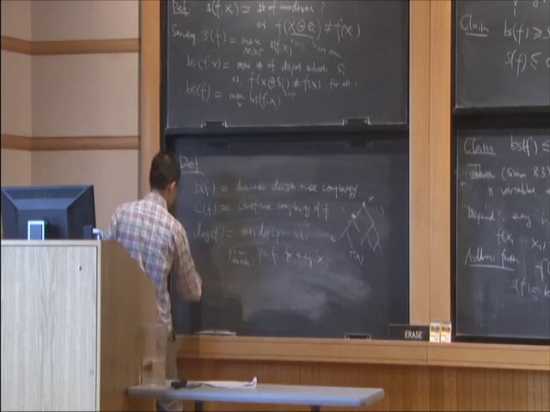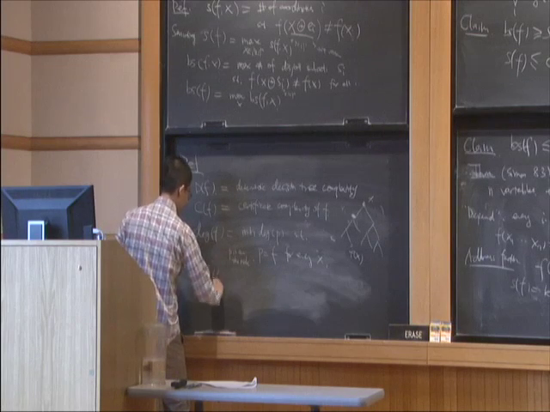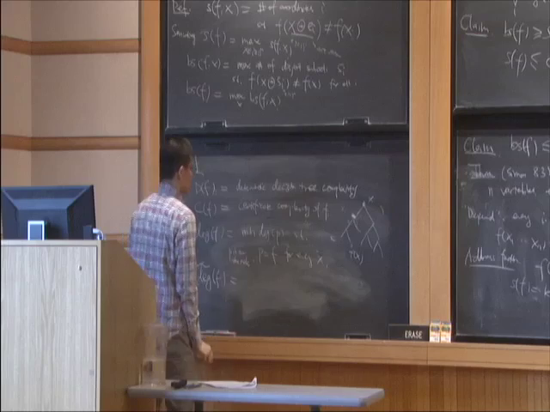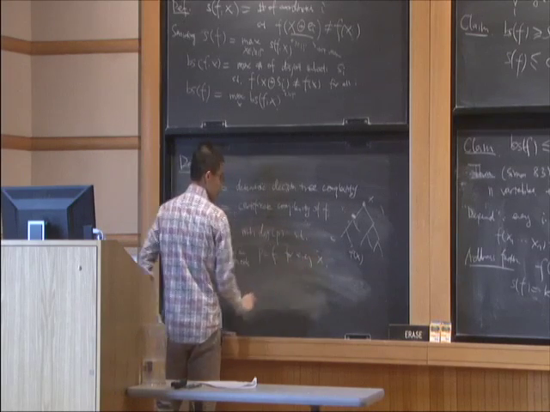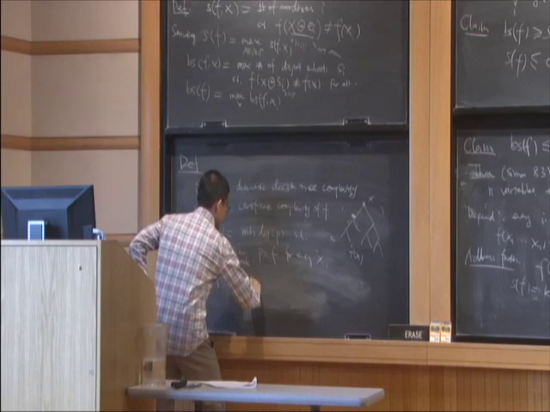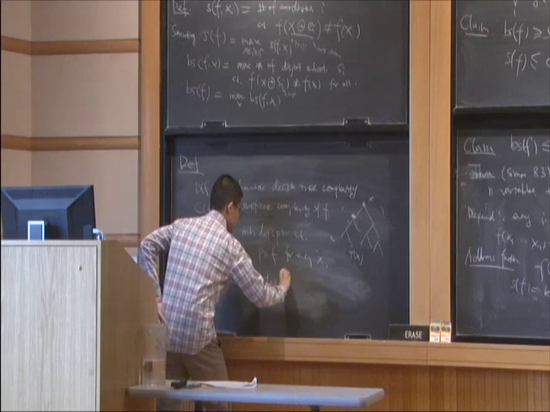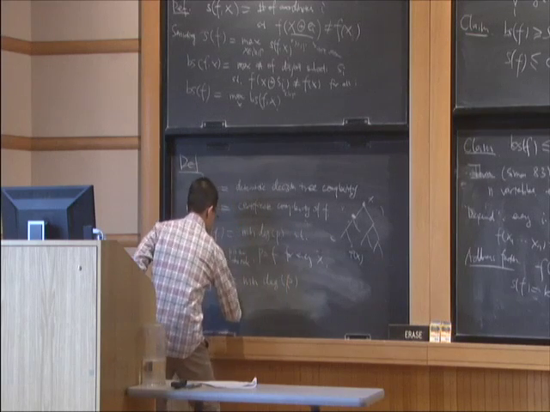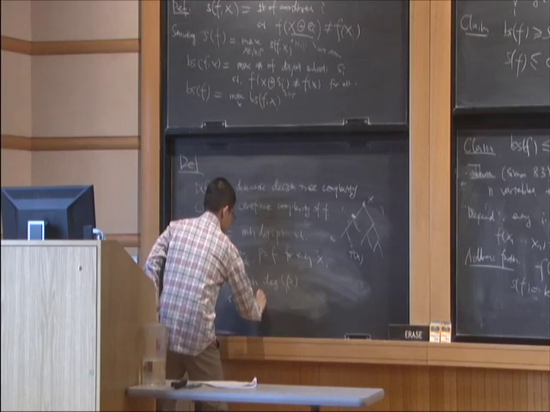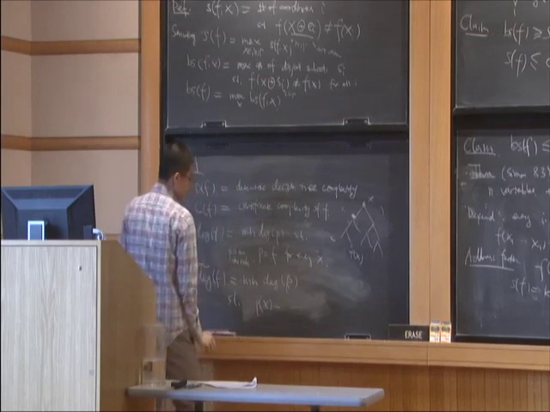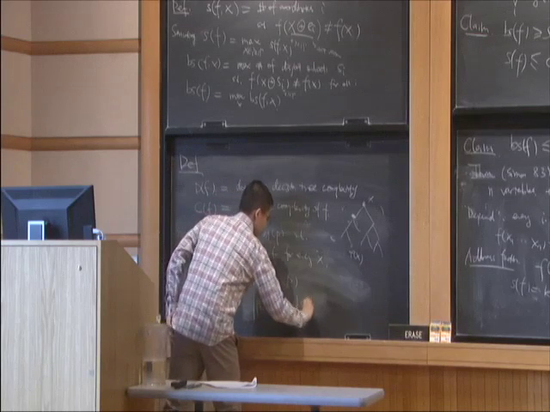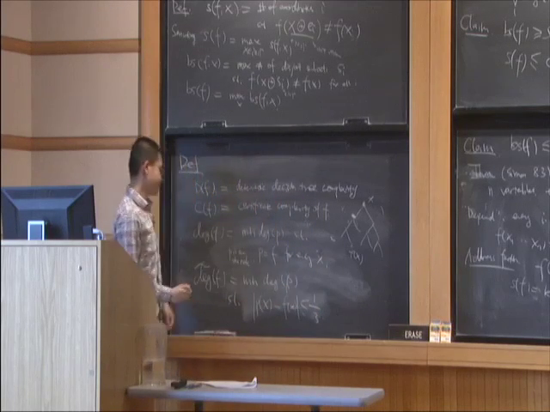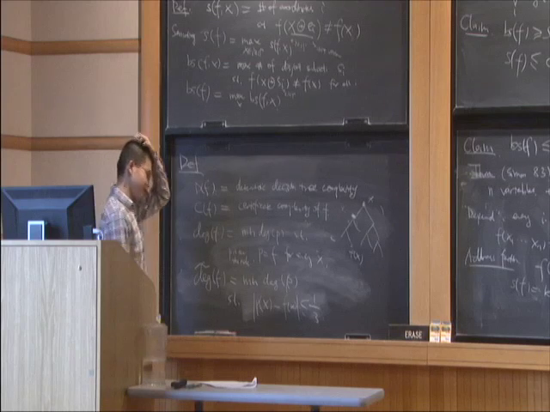And the approximate degree of f now is the minimum degree of a real polynomial that approximates f. By approximate, I mean for every s, the absolute value of p of s minus f of s is at most 1/3. So in L infinity. In L infinity, yes.